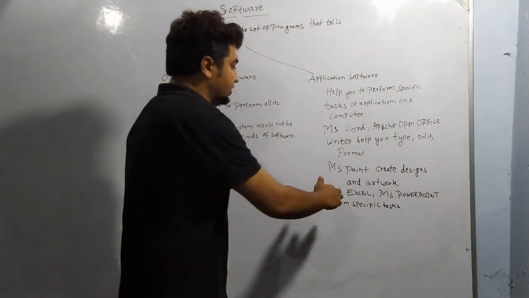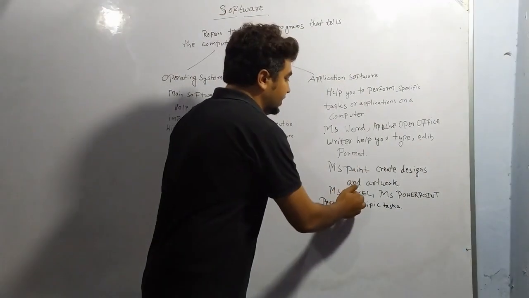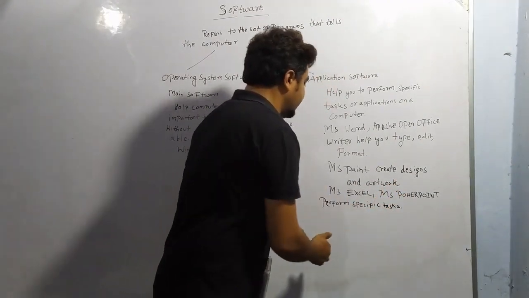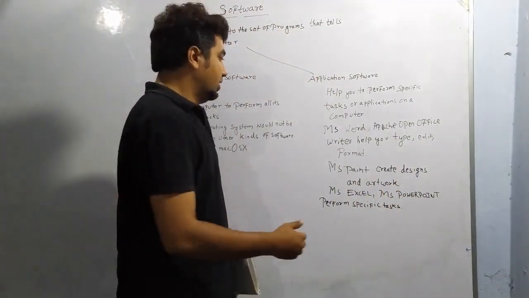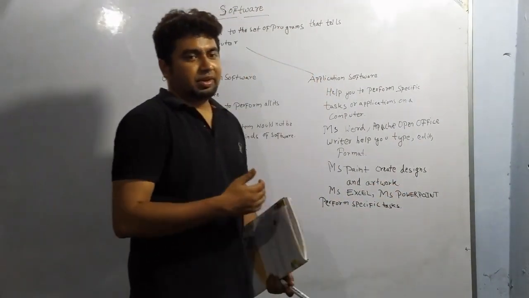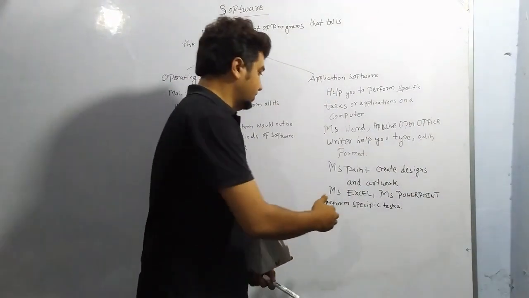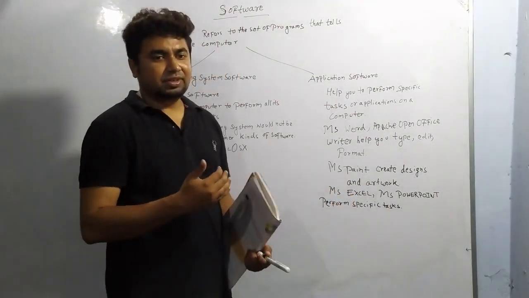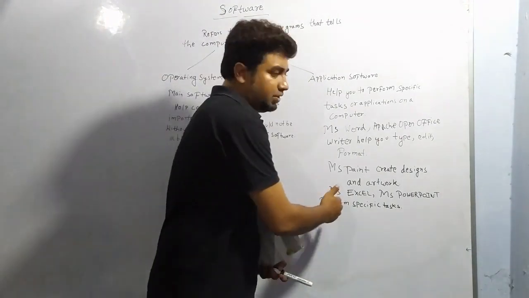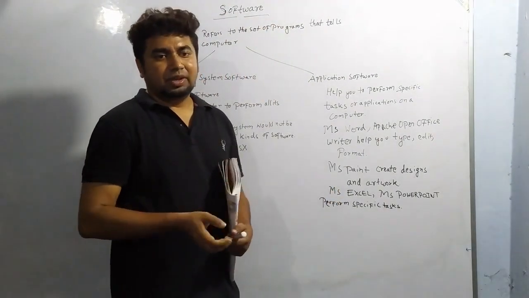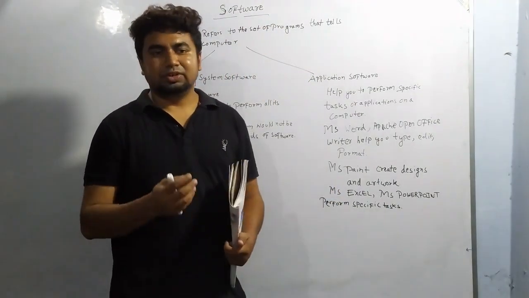Some other application softwares are also there. MS Excel and MS PowerPoint perform specific tasks. PowerPoint is used to make presentations. MS Excel is used to perform specific tasks, and we are able to store many types of data.